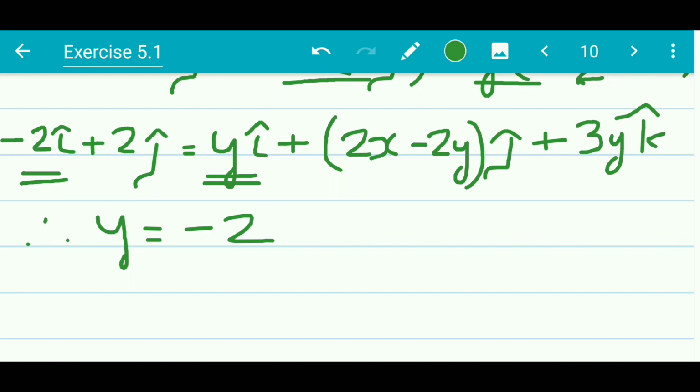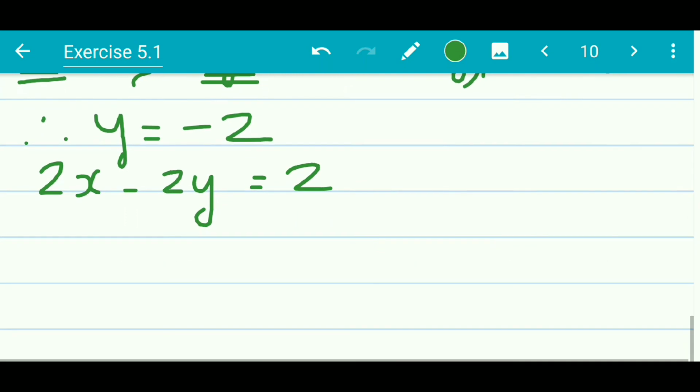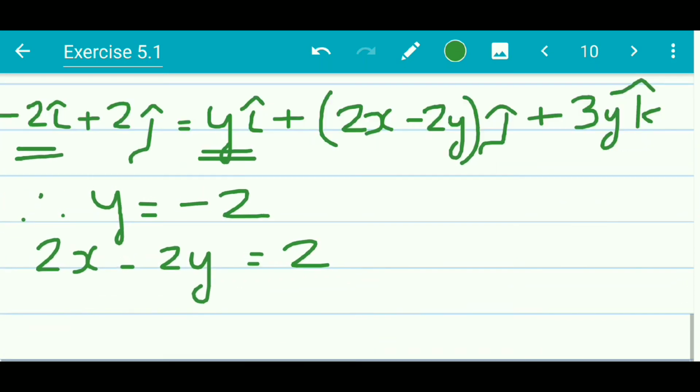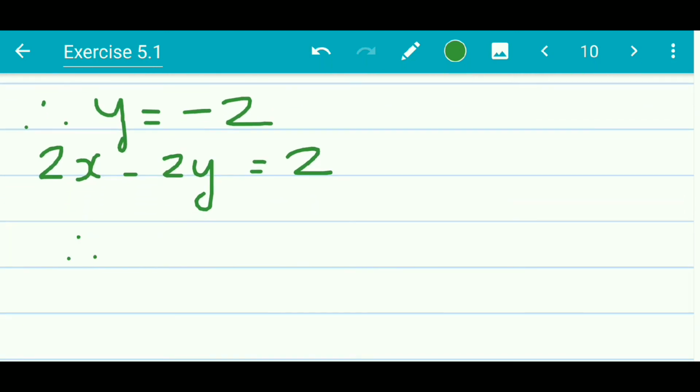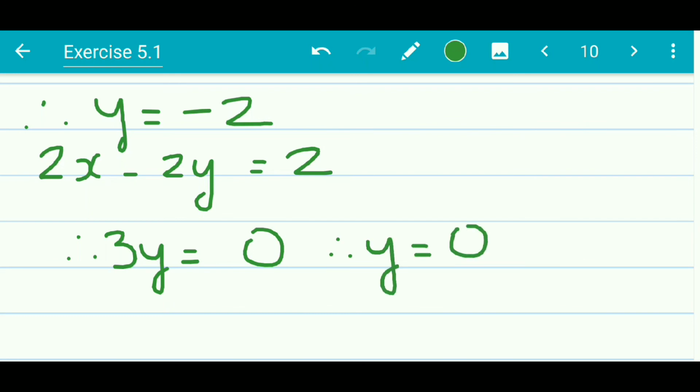Similarly, j term: 2x minus 2y is equal to 2. The second term you can observe. And the third term, there is no third term on the LHS, whereas on the RHS we do have a third term. So we can say therefore 3y is equal to 0. And from 3y is equal to 0, we have y is equal to 0.